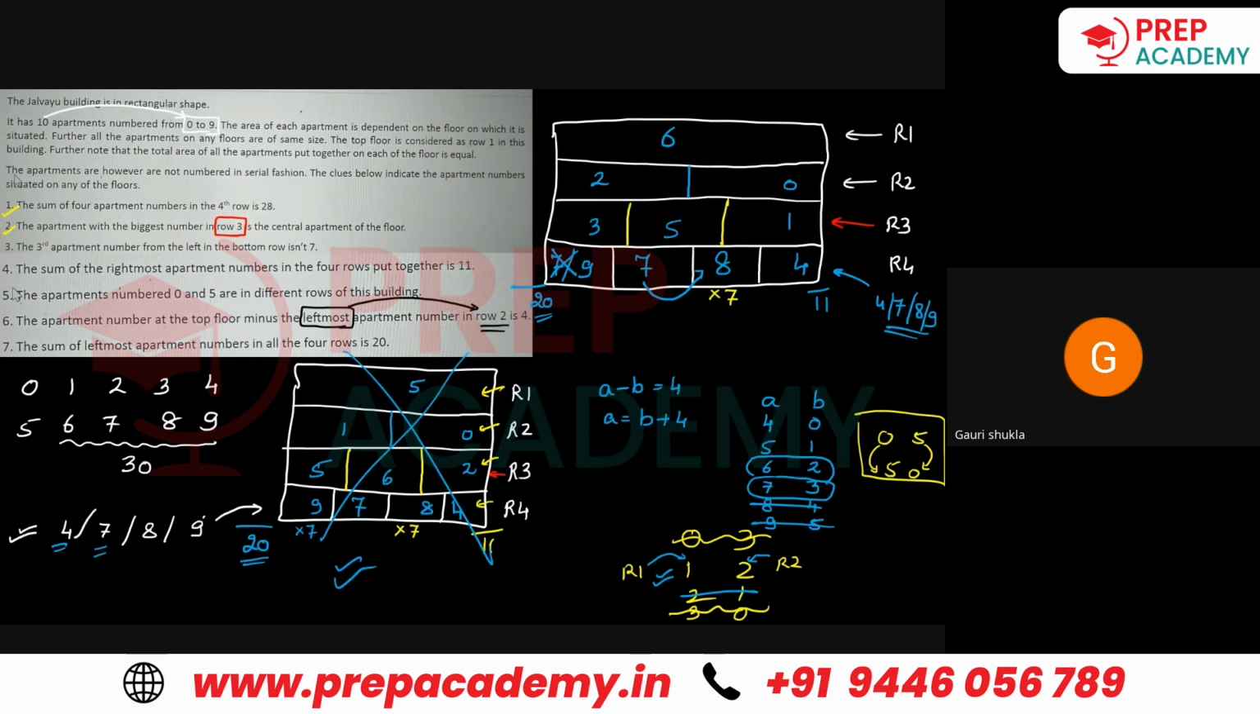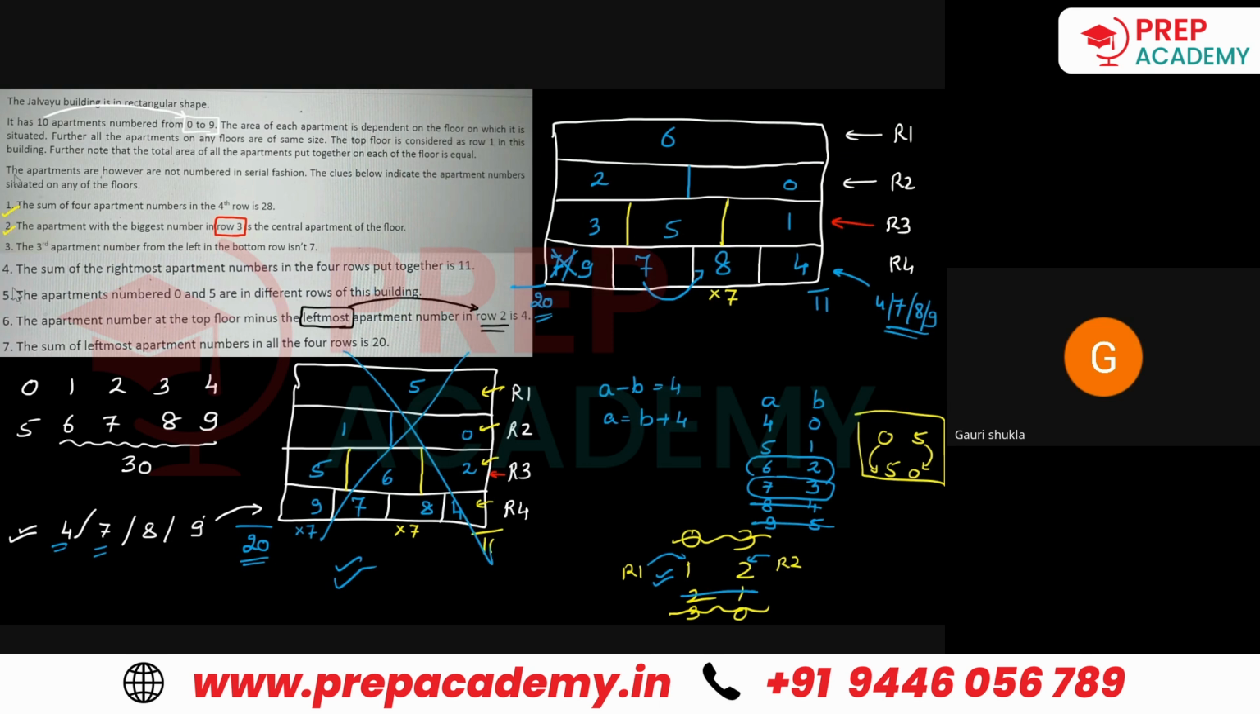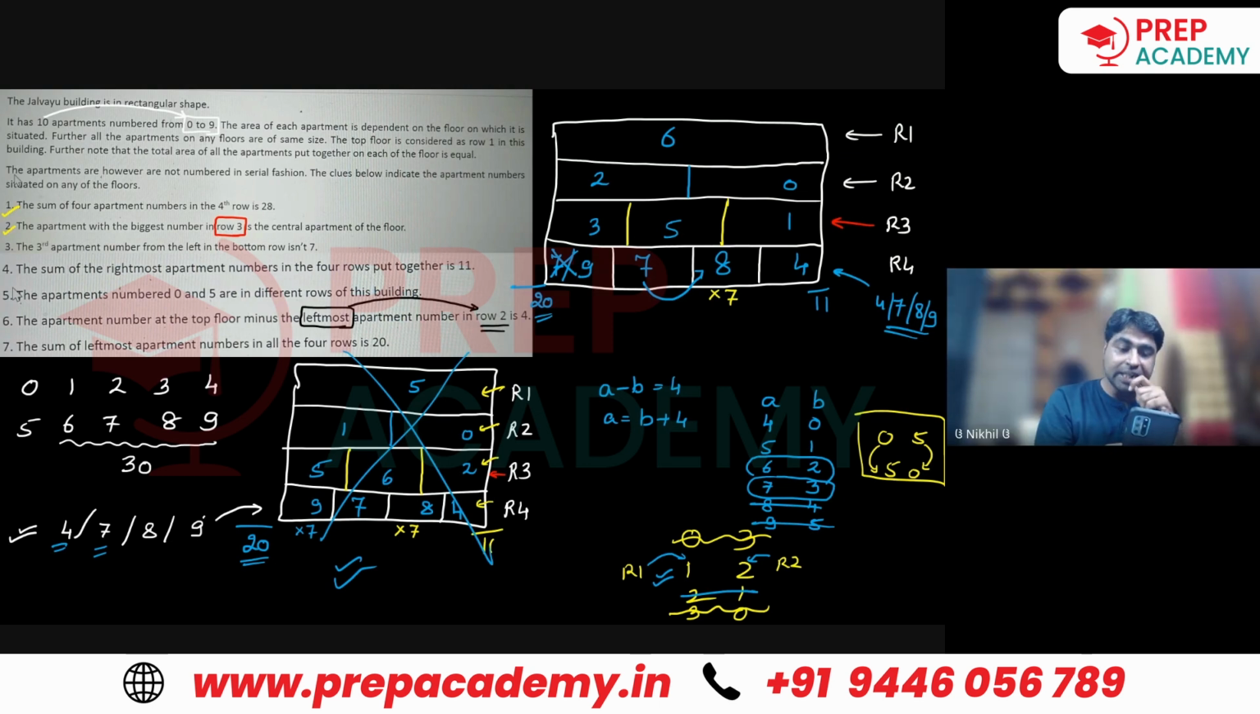Which row has the least sum of all the apartments? Row 1. 2 and 0. Least sum. Even though the first floor has only one flat, still, the second row will have the summation of 2 plus 0, that is 2. All the others will have much more numbers, right? So yes, 2.